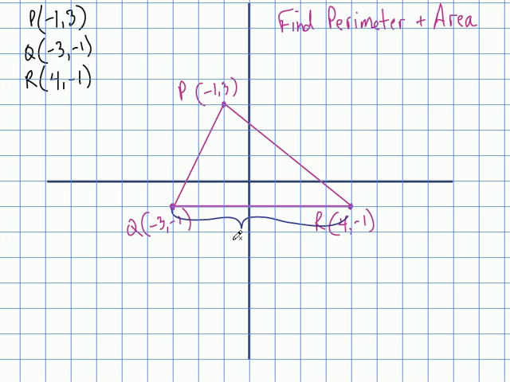So right there is 7. All right, so far that's 7. Now what do we have to find? This length right here, don't we? All right, so how can we find this length? Use the distance formula. Okay, so let's use the distance formula.